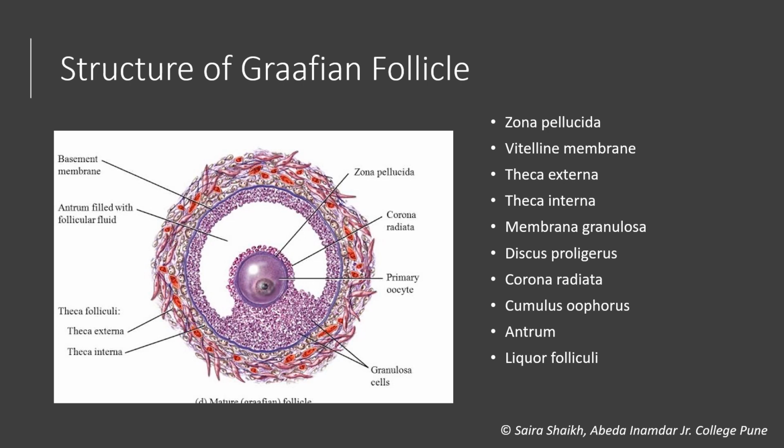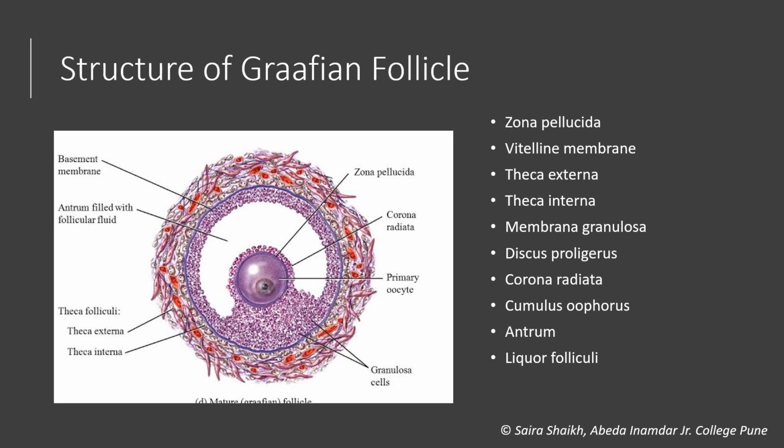Antrum, in which a fluid is present. This fluid is called the liquor fluid or the follicular fluid. The follicular cells secrete the liquor fluid, which gets enclosed inside the antrum. So you know what the antrum is? The antrum is the cavity generated by granulosa cell layers, in which the follicular cell secretion gets collected. The secretion is the liquor fluid.